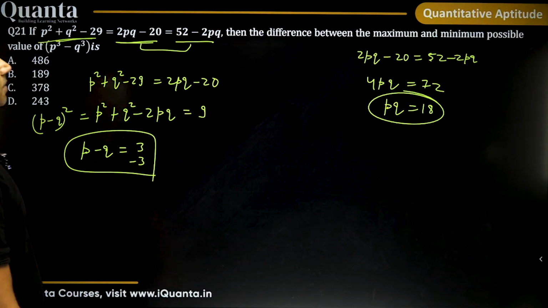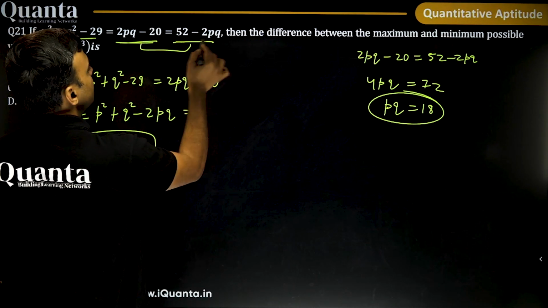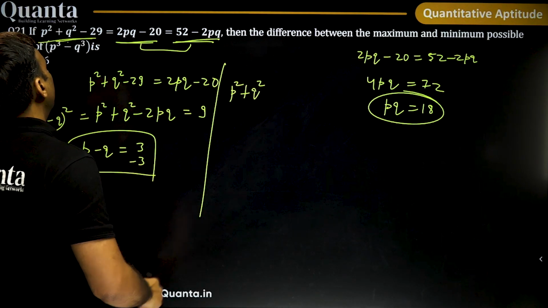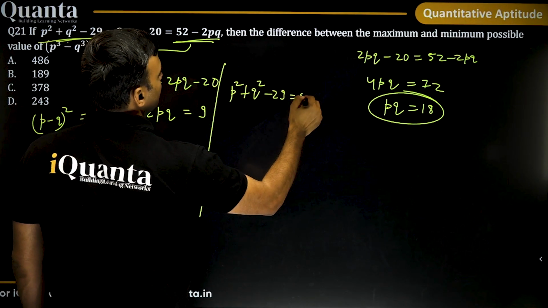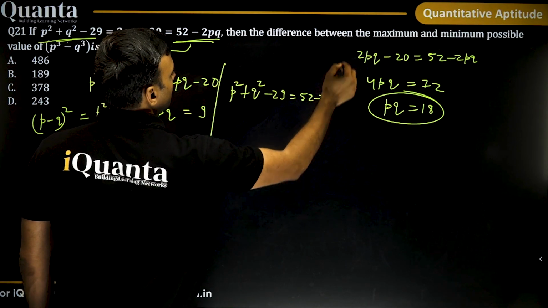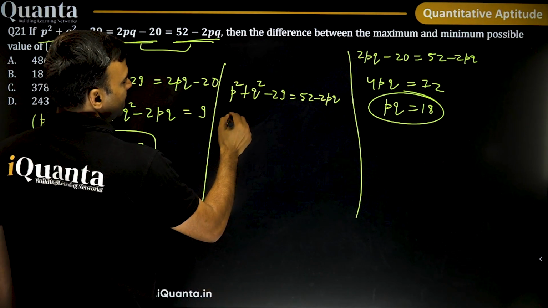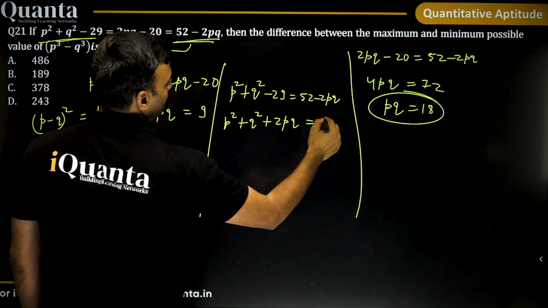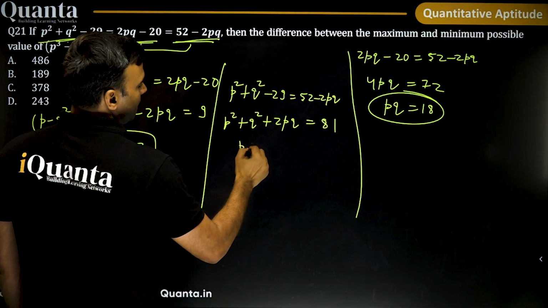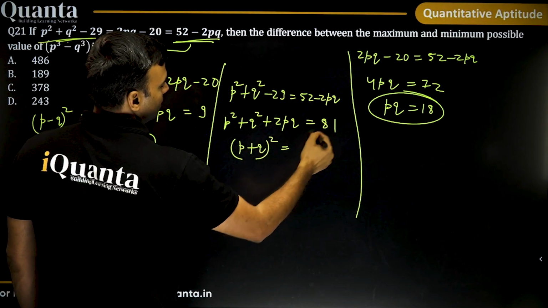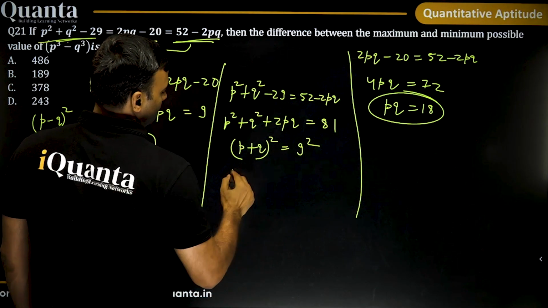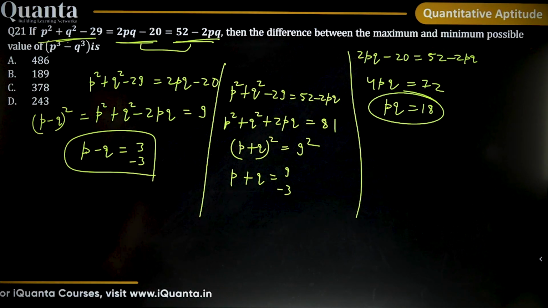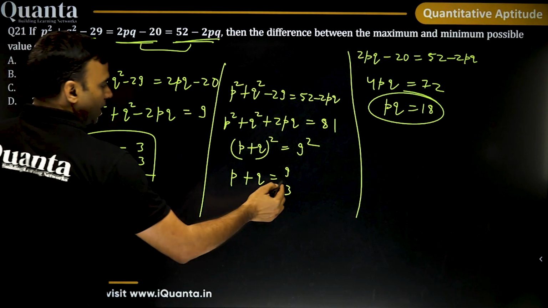Fantastic. Similarly, if I take the first one and the third one, so p square plus q square minus 29 equal to 52 minus 2pq. So if 2pq goes to the other side, we get p square plus q square plus 2pq equal to 52 plus 29, that is 81. This is p plus q whole square, and that is equal to 81, so 9 square. So p plus q is equal to either 9 or minus 9. Wow, either 9 or minus 9. That's fantastic.